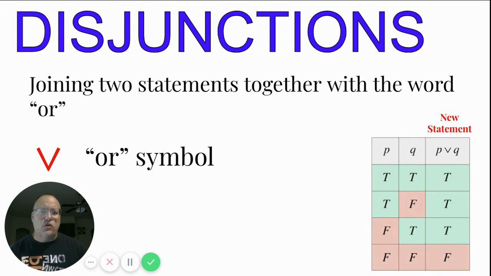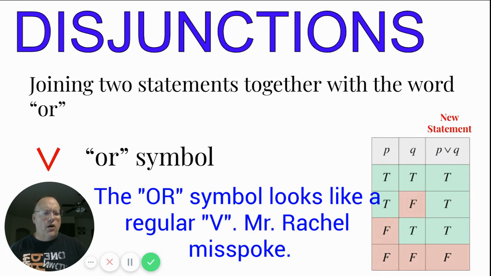If I'm joining two statements together with a disjunction, or an or symbol, as long as one of the statements is true, the whole statement is true. So if P and Q are true, then P or Q is true. If P is true but Q is false, the statement P or Q is still true. If Q is true but P is false, the statement is still true. The only way that it's not true is if they're both false. So that's the way the disjunction works, the upside down V.